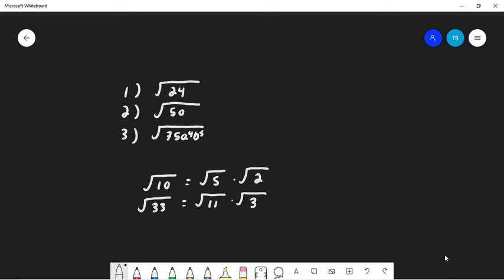Now, when asked to simplify a radical expression, what we want to do is find the highest perfect square factor of the radicand and break the expression down accordingly. So let's do a couple of these together and see how that works. Let's take a look at number 1 first. We have the square root of 24.